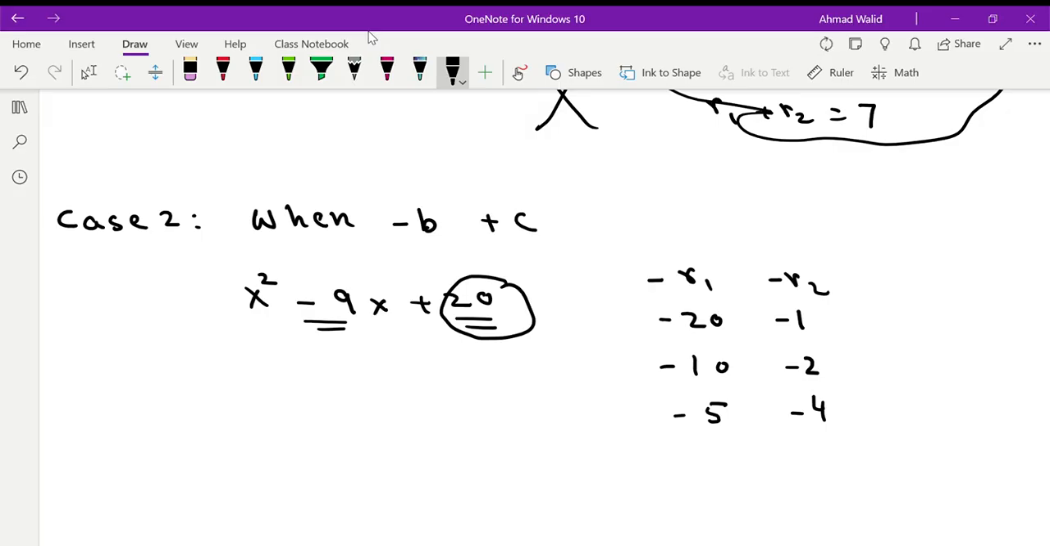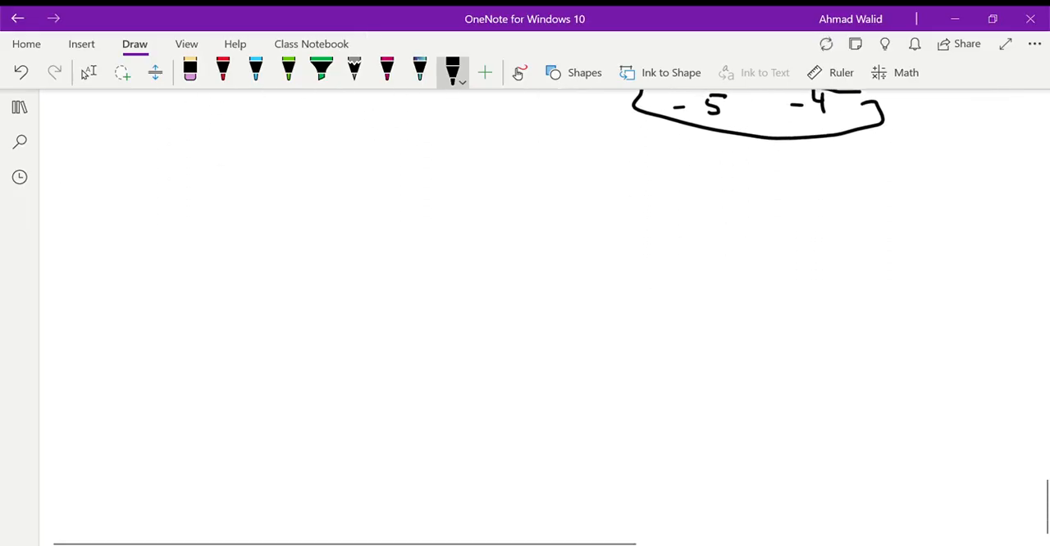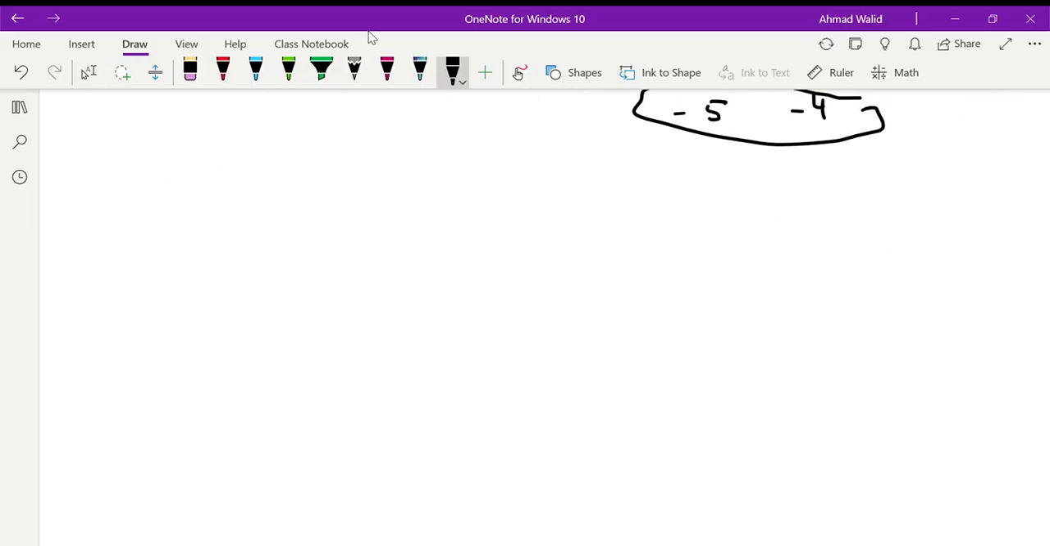That's the reason behind it. Now, which pair gives you 20 when you multiply? All of them. But which pair gives you negative 9 when you add? This pair. Then open two parentheses like this: X and X, negative 5, negative 4. You are done. Correct?